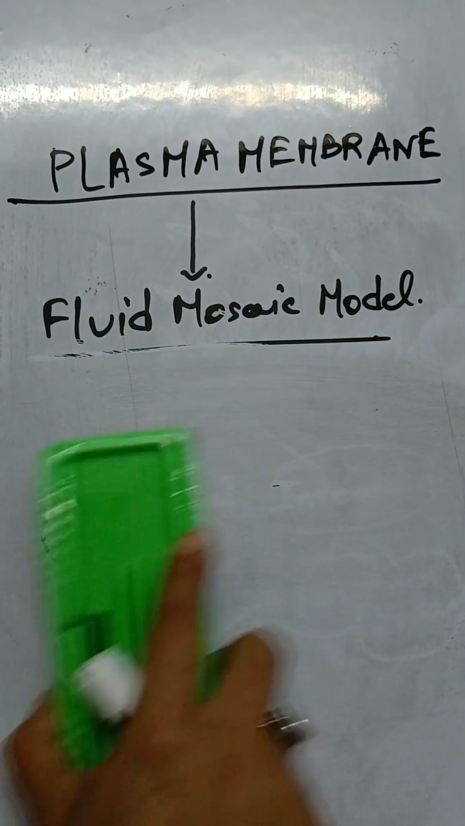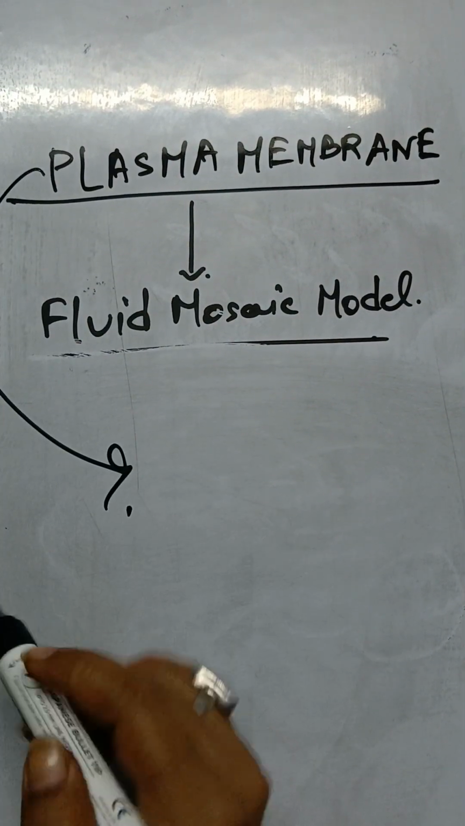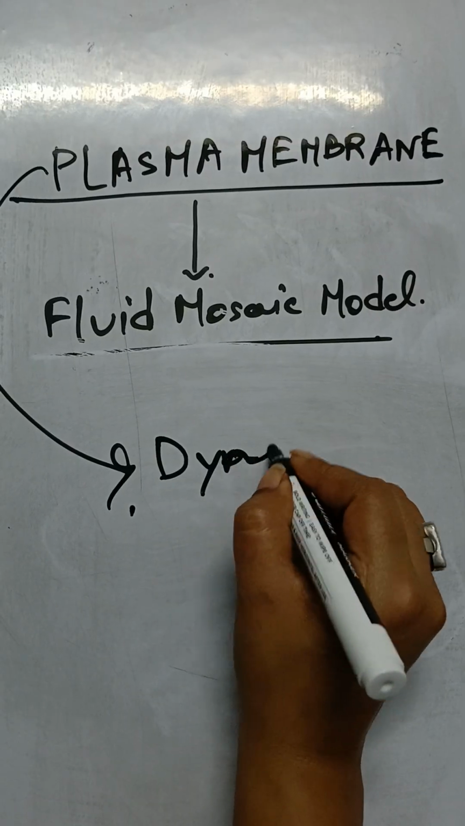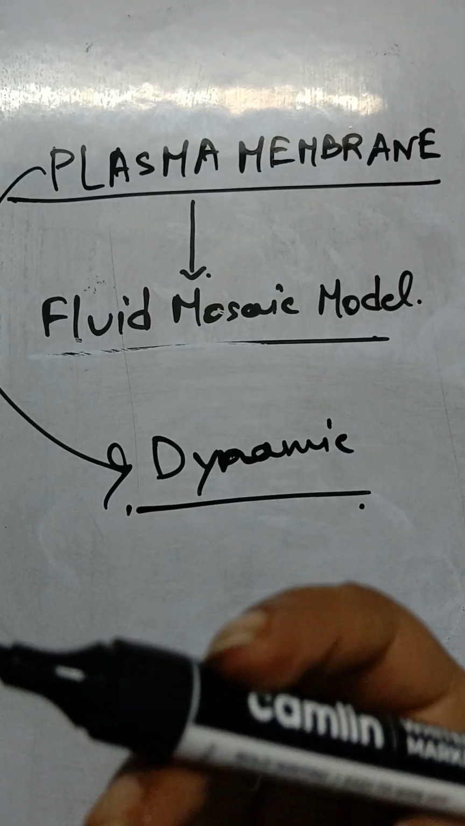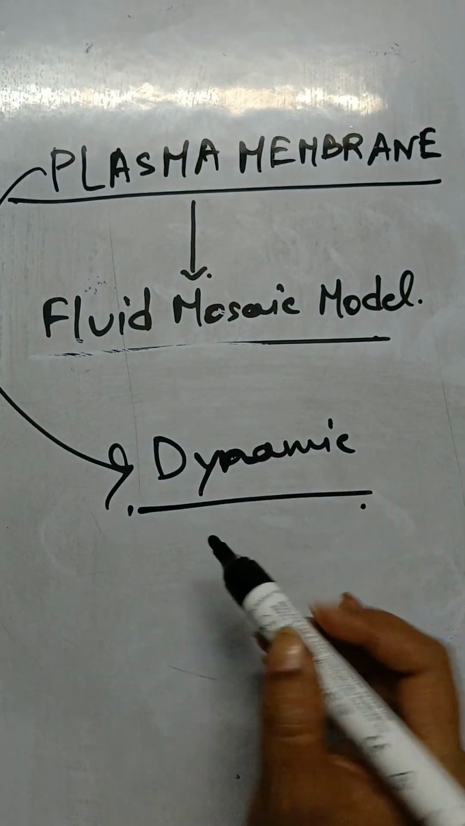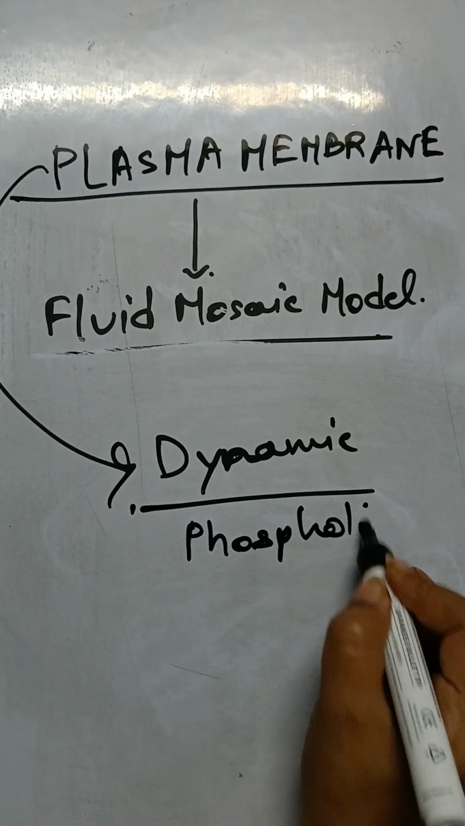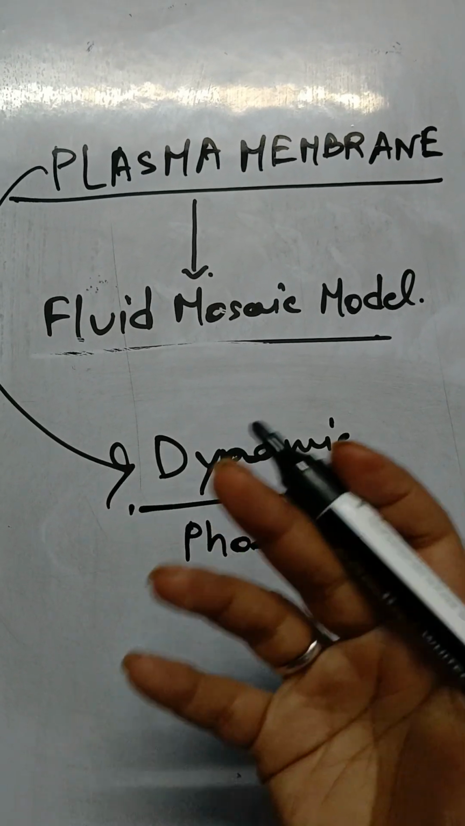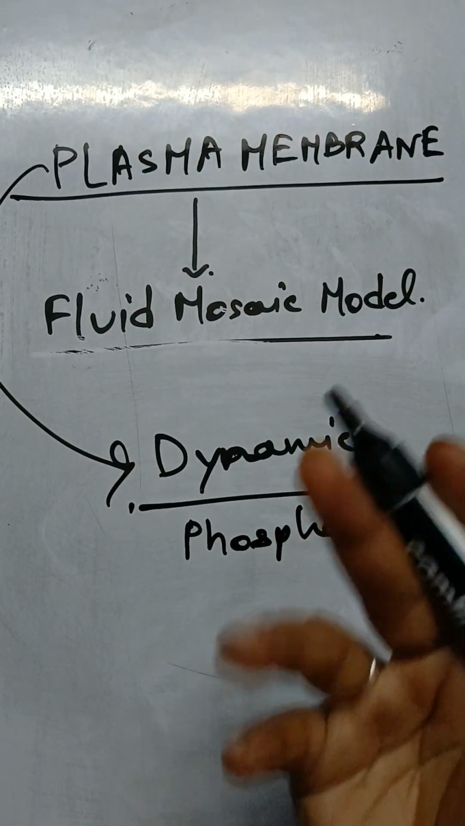Now, one most important thing is that this plasma membrane is very much dynamic in nature. Why? Because the amphipathic lipids which are present in the plasma membrane are basically phospholipids in nature. These phospholipids can change according to the temperature or the environmental condition. Basically the temperature is a major factor.